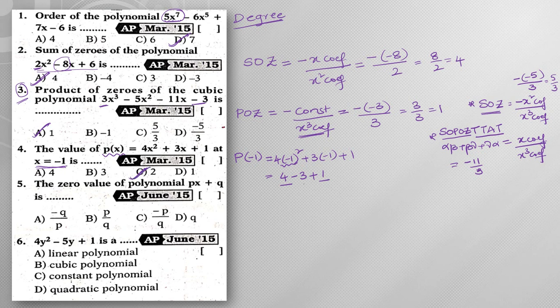Next, the zero of the polynomial px plus q is, so already in your 9th class you have learned about this.